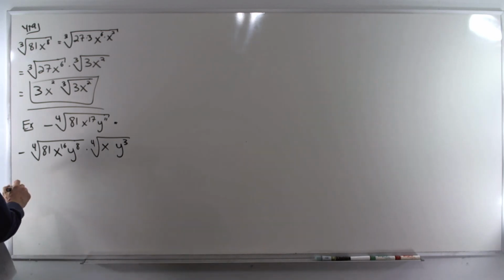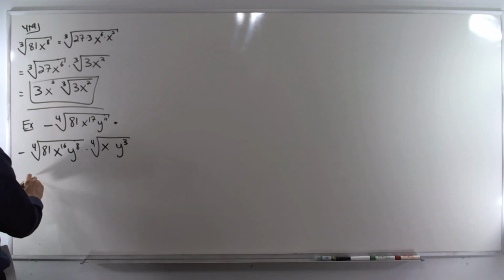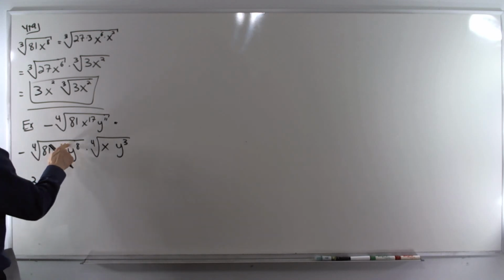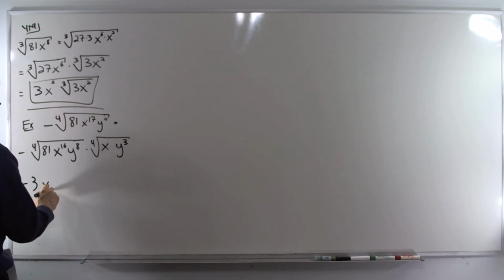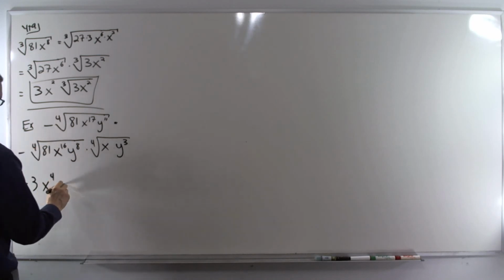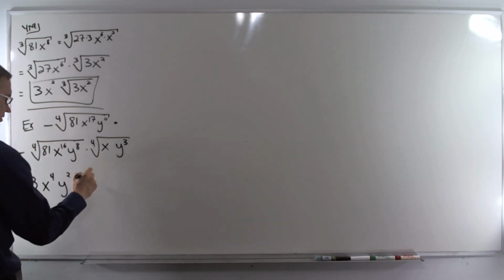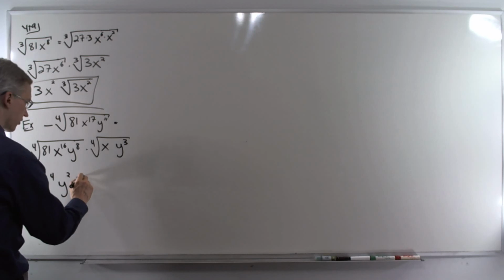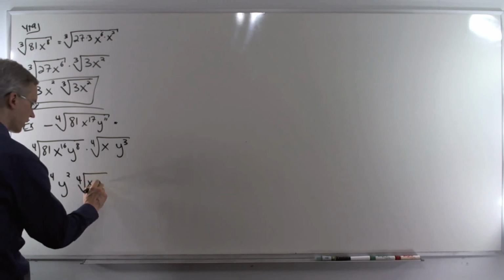And over here we can simplify. Remember, don't forget your negative out front. 4th root of 81 is 3. 4th root of x to the 16th power, take 16 divided by 4 to get x to the 4th. Y to the 8th, take 8 divided by 4 to get 2, so that is y squared. And then this remains just as it is, 4th root of x, y to the 3rd power.